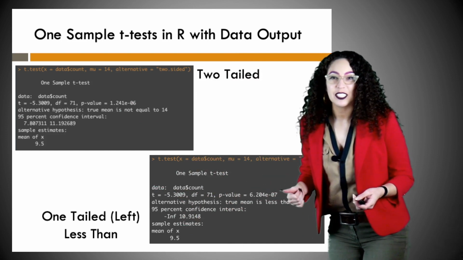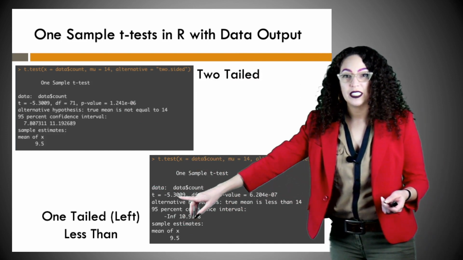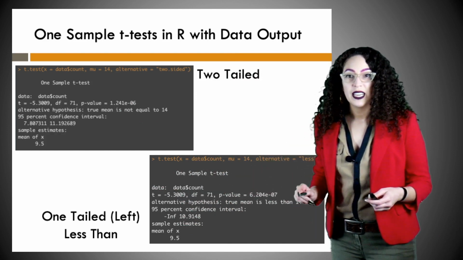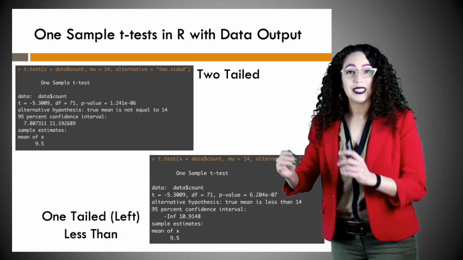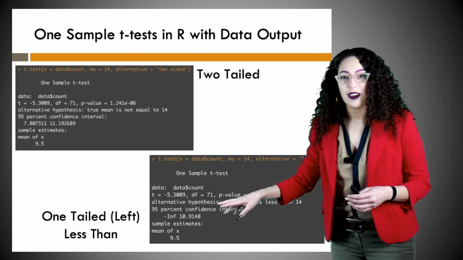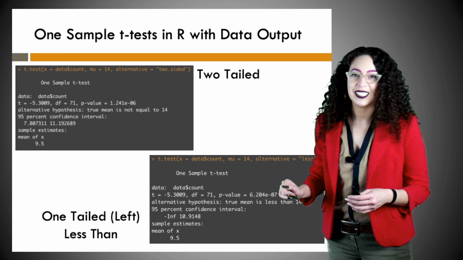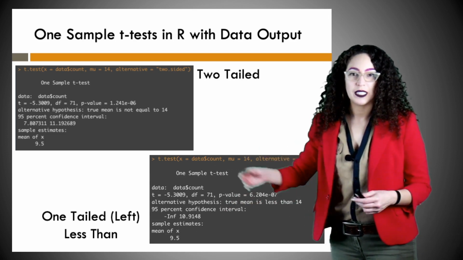Now we can also look at this one down here, and this is our one-sided test. We have a similar t-value, we have the same degrees of freedom, which makes sense, an even lower p-value because we put all that probability on one side, so it's even more significant. And we have our confidence interval. This negative infinity is a little bit confusing, but we don't need to get into that. And we have 9.5 as our mean, which is the same as the other one.